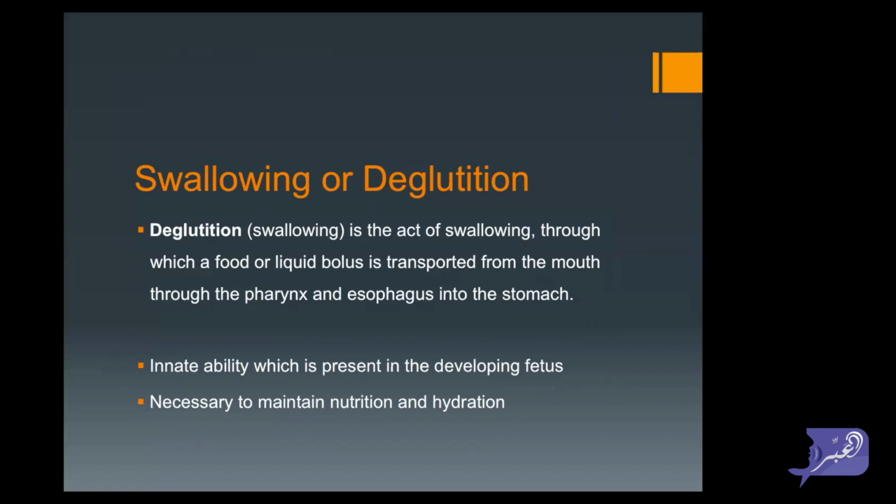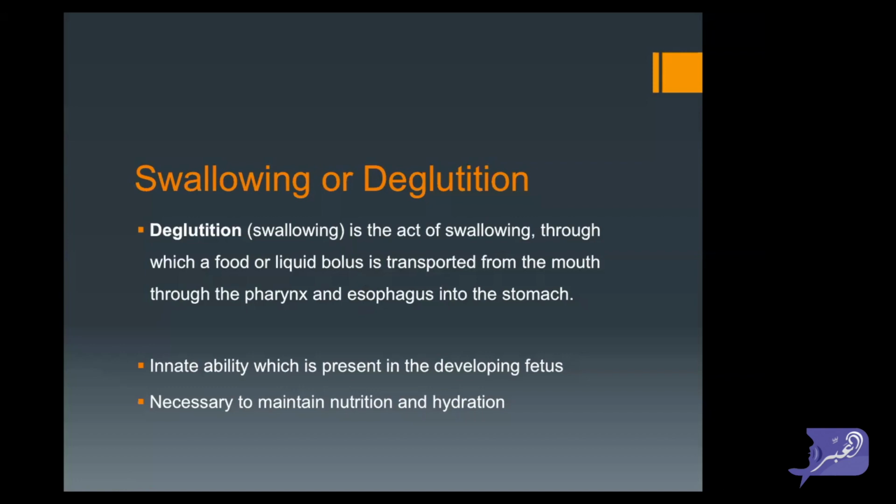First things first, deglutition is a word that you will come across in textbooks, and you'll come across this a lot. Deglutition basically means swallowing. Okay, so this is another fancy word that means swallowing. So it's the act of swallowing through which a food or liquid bolus. Another word to watch out for here is bolus. Bolus means any kind of food or liquid that you ingest and take in. So anything that you eat or drink is considered or named a bolus. So it's just a fancy scientific name for anything that you eat or drink.